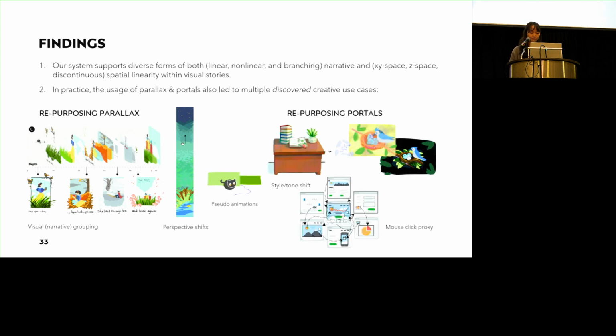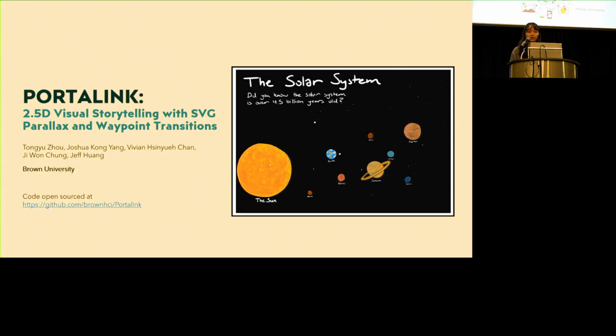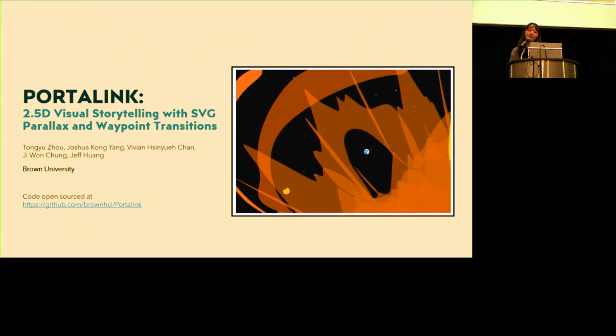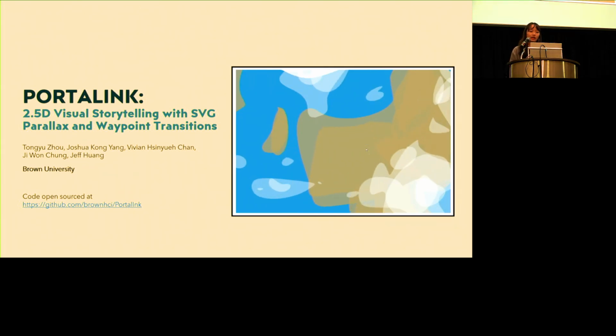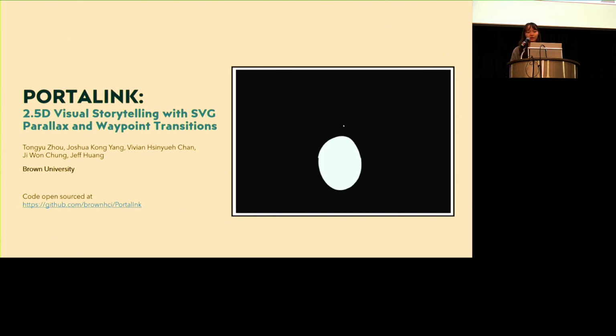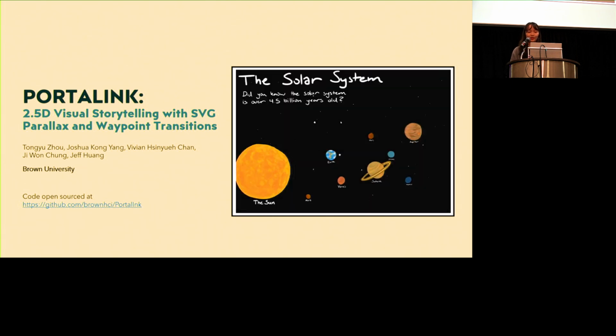And on the Portal side, we found that it could be an effective way to provide choices for viewers to select shifts in style or tone that they prefer, or even be used as proxies for a mouse click that's more continuous or granular. Yeah, that's PortalInk. Again, everything is completely web-based and can be interactive on most modern web browsers except for Safari. And the source code of the Parallax and Portal interactions are also open source at that GitHub link. So yeah, thank you.